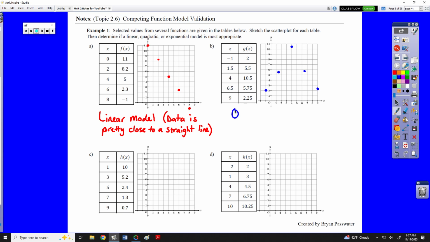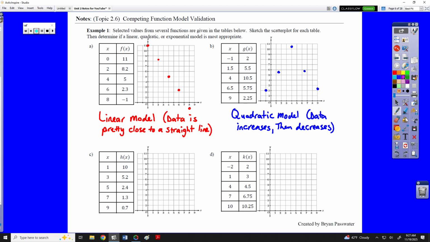This would imply that a quadratic model would be the most appropriate as the data increases, then decreases. So we should be able to realize that the best fit for that graph would be our quadratic because it has that shape.